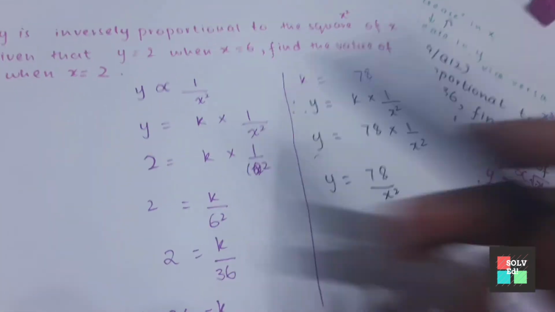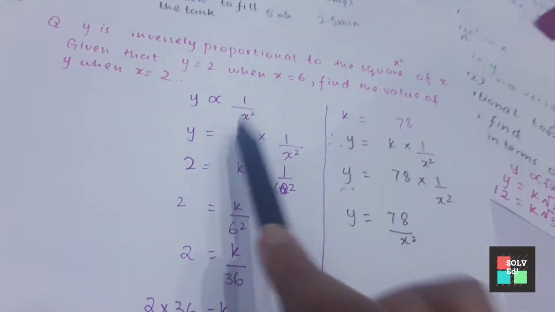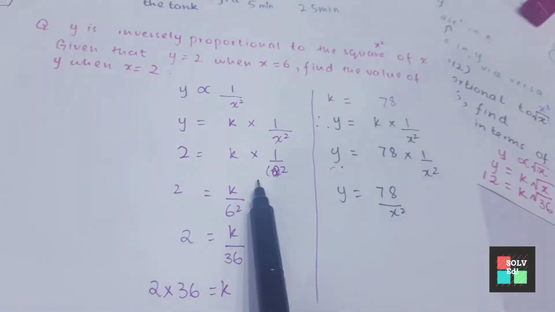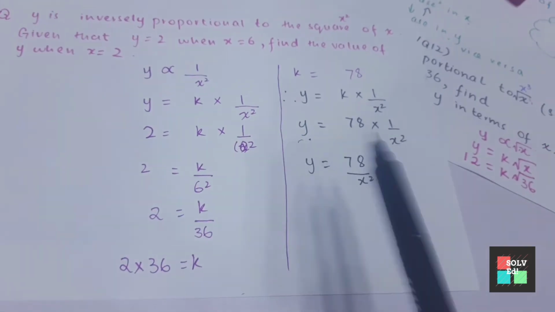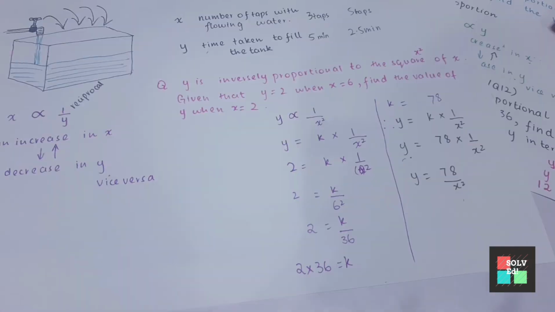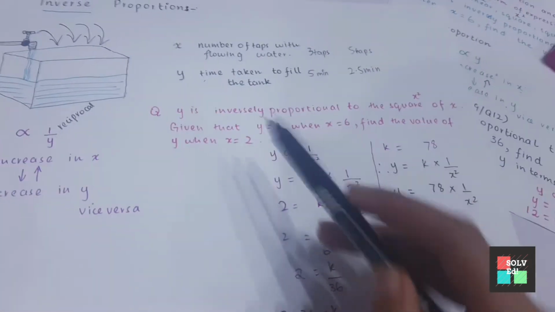So, placing k equals 72 into this formula, the general form of an inversely proportional relationship, I've gotten y equals 72 over x squared. That is our answer for the formula. But it's not the answer to the question.